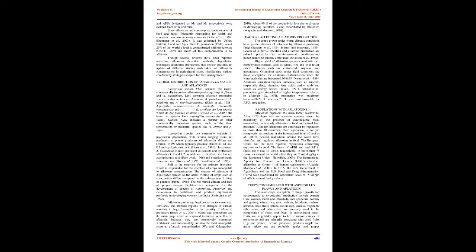Global distribution of Aspergillus flavus and aflatoxin. Aspergillus section Flavi contains the major, economically important aflatoxin-producing fungi A. flavus and A. parasiticus. Less common aflatoxin-producing species in this section are A. nomius, A. pseudotamarii, A. bombycis and A. parvisclerotigenus. Aspergillus ochraceoroseus, A. rambellii, Emericella venezuelensis, and E. astellata are four species which also produce aflatoxin, the latter two species having Aspergillus anamorphs, asexual states.